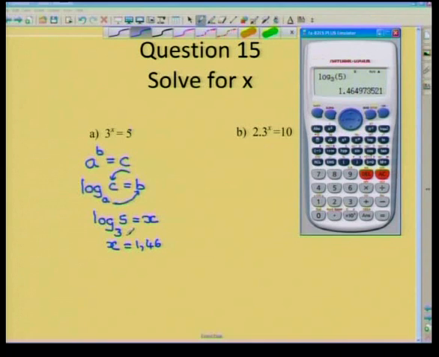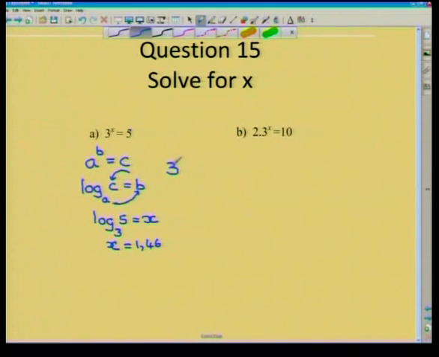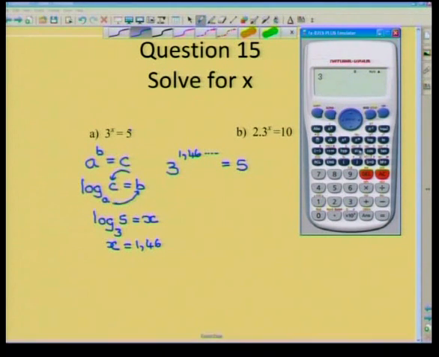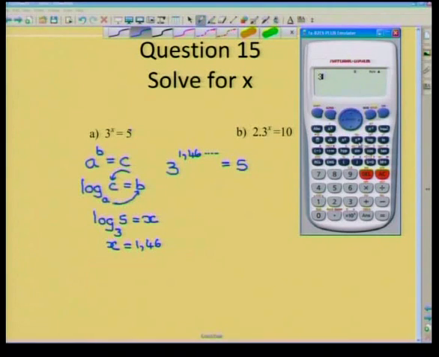Now, what have we actually done? What we've done is we've said 3 to the 1.46 blah blah is equal to 5. Let's see if that's true. Pull up the calculator again. What we're going to do is we're going to take 3 and we're going to raise it to the answer and see what we get. Yes. Obviously, if I use the rounded off answer, I'm not going to get exact answers. So let's just do that to show you. If I went 3 raised to the power 1.46, you can see I get 4.9727. If you round it off, you're going to get 5.